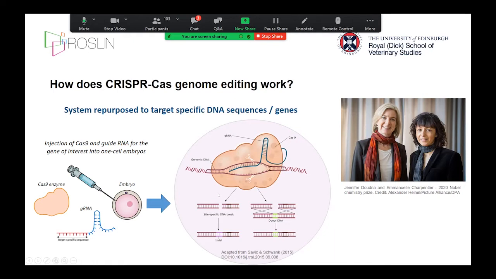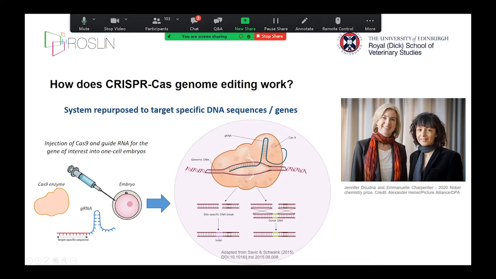Importantly, the Cas9, the guide RNA, and the donor DNA, if you introduce those, are degraded within hours. So they disappear from the cells soon, and all that remains are the changes that you've made in the DNA.